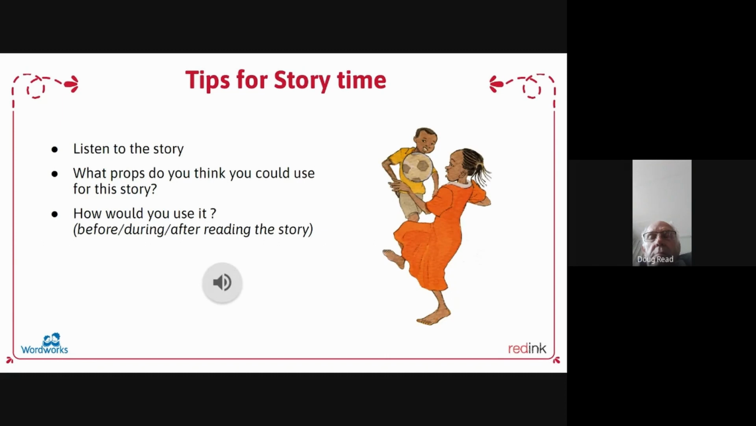"I love to make my bed. I love to wash and dress myself. But what I love most of all is to play," says Tina happily as she kicks the ball to her friend.